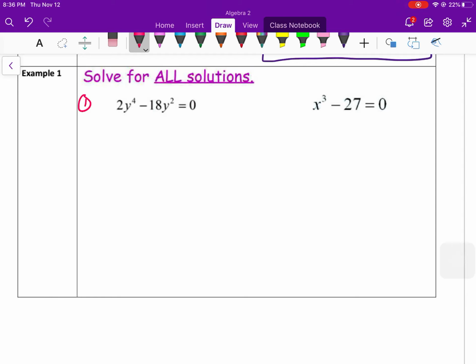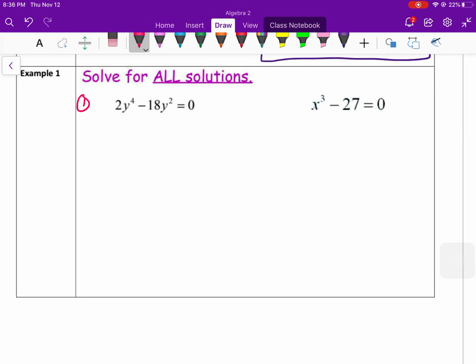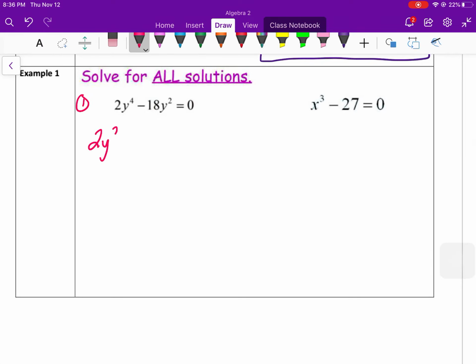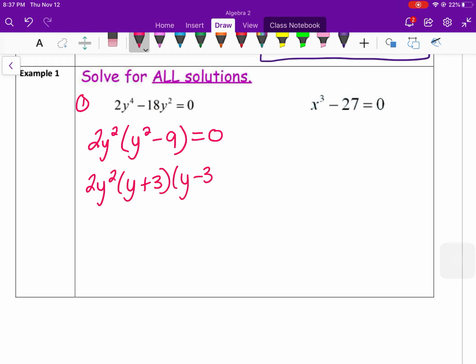So we can solve for these solutions first by factoring. So I'm going to take out a greatest common factor of 2y squared. And that'll leave me with y squared minus 9 if I divide them both by 2y squared. And then I can continue to factor because y squared minus 9 factors to y plus 3 and y minus 3. And then solve by factoring, set each factor equal to 0.